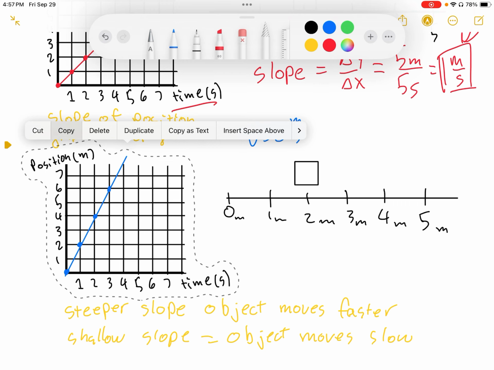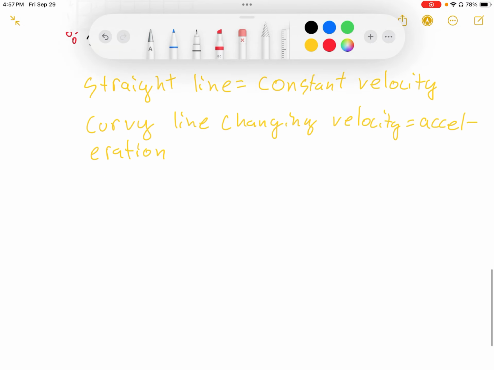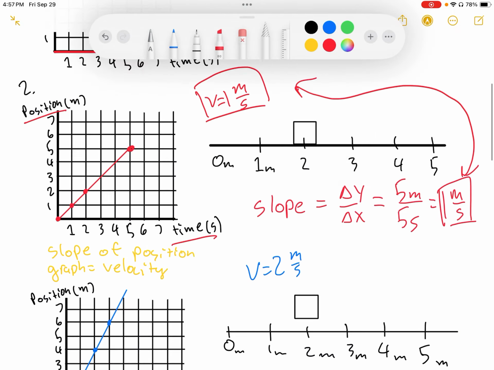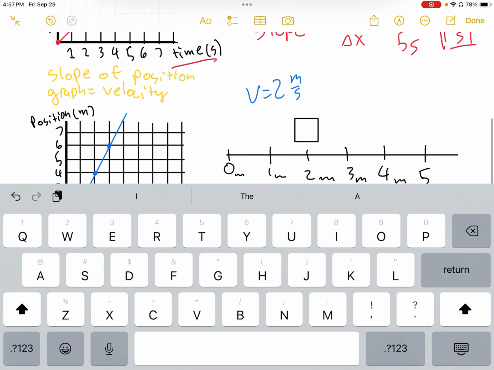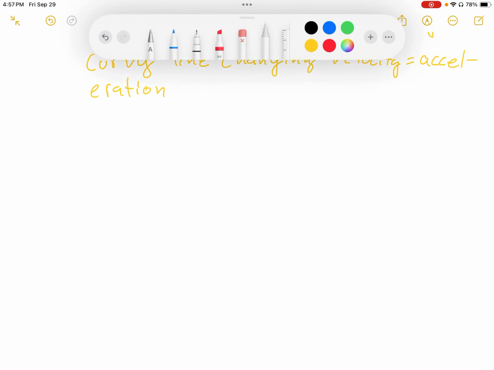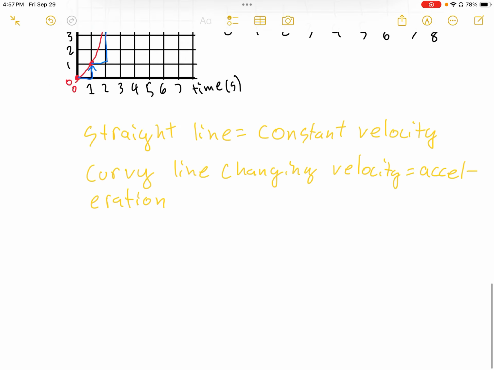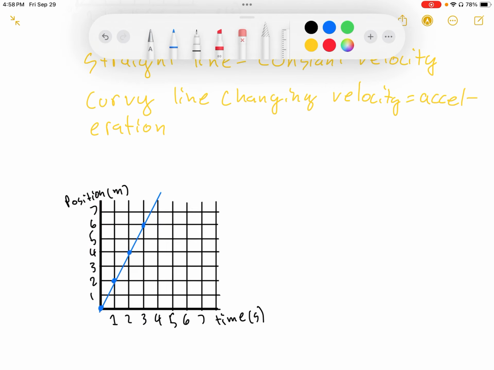So if this was my position graph, okay, I need to... it's being so sketchy, I'm sorry. Ay, ay, ay. Oh boy. Okay, let's do that. Come on. Okay, there we go, right? So this is my position graph. Let's turn this into a velocity graph.